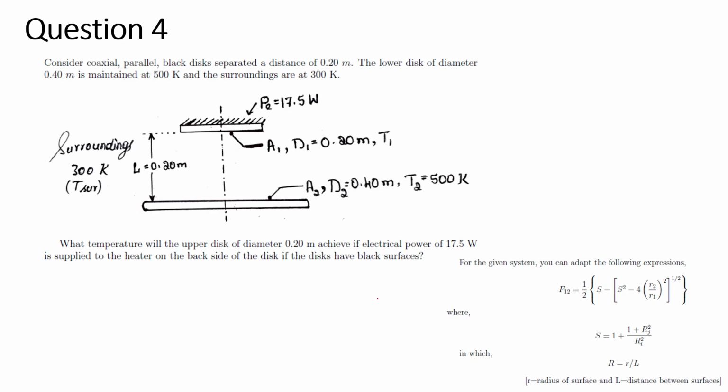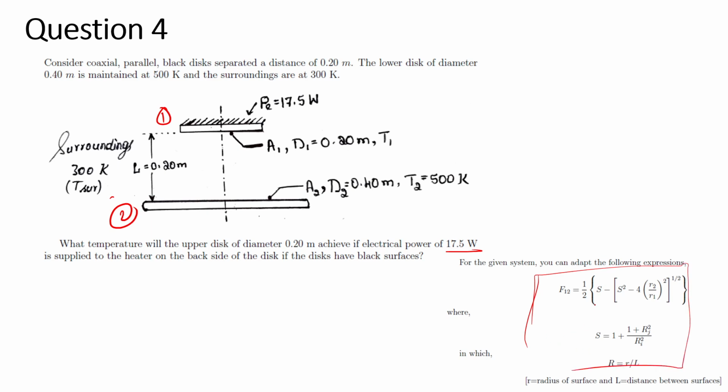So over here we have been given two surfaces, 1 and 2, and in this surface 1 we are providing an electrical power of 17.5 watt. We have been asked to find the temperature that this upper disc will achieve as a result of the heat exchange due to radiation. And for the given system, we have been given the view factor F12 as this formula.